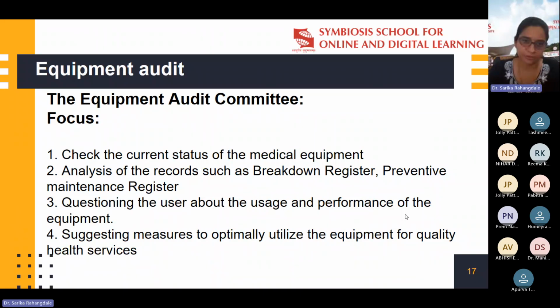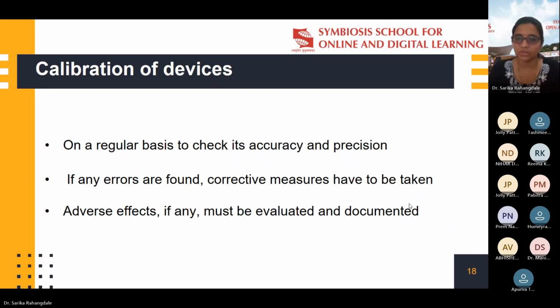The different dates and intervals are decided by that particular hospital to conduct the equipment audit. In the equipment audit, along with the maintenance, calibration also plays an important role. Calibration of the devices: what will calibration do? Calibration is usually carried out to minimize the uncertainty in the measurements, with a view to minimize the errors, and it should give the measurements at the acceptable level.